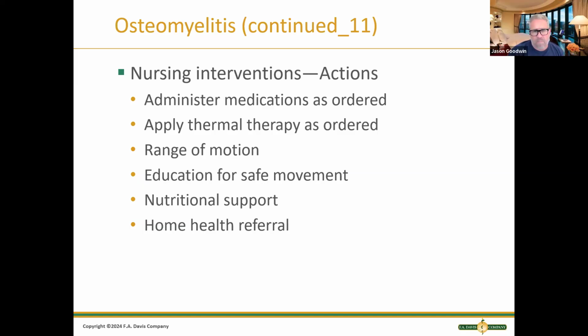So, preventing the falls and transfers while they're healing, as well as providing nutritional support and education. And then they're going to need probably a home health agency because of their ongoing IVs.